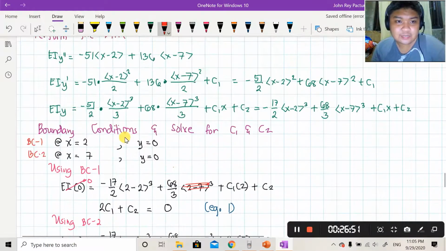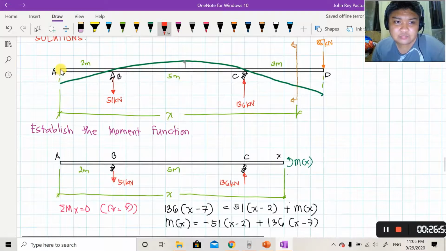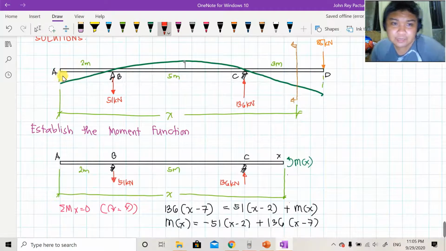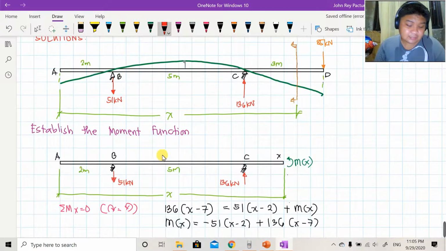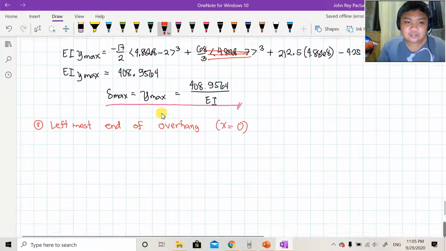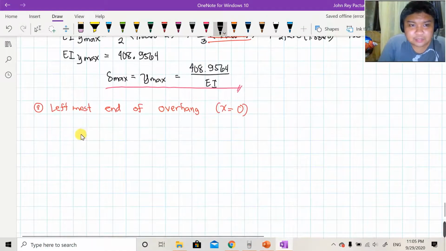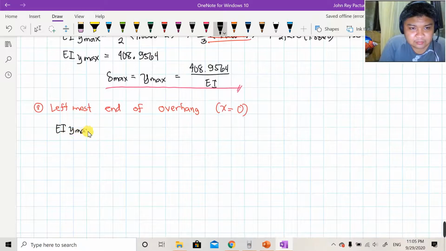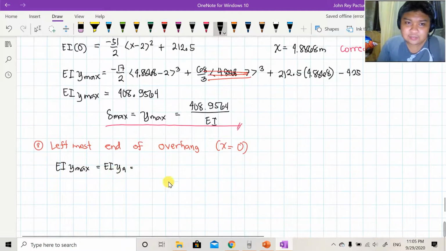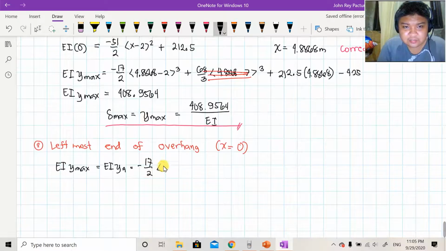So, remember, class, our goal is to find the deflection at point A. To find the deflection at point A, the value of x should be 0. So, I hope that is clear. So we will go straight to EI y max for EI yA. The point A is our point, no? The good thing here is you just substitute directly, class.